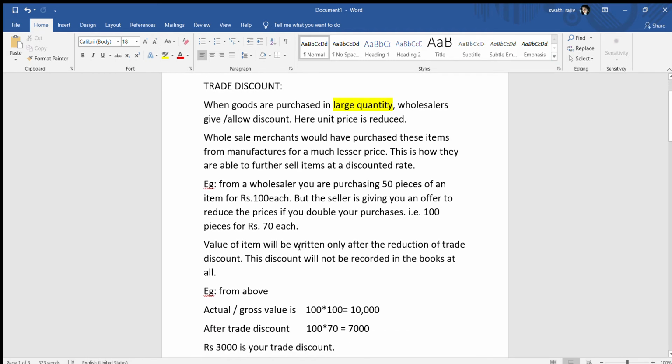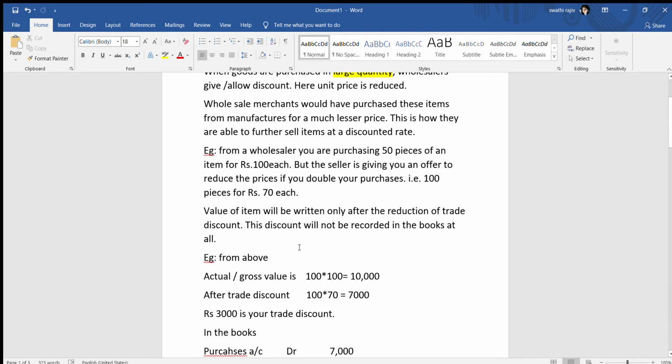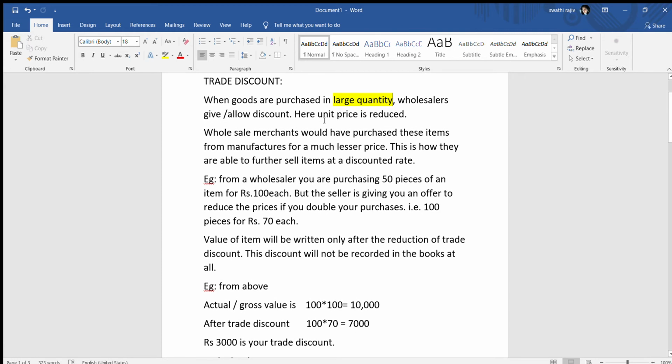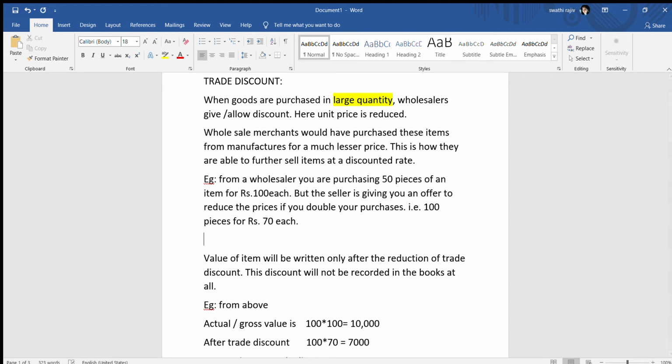So how does this work? We'll try understanding it with the help of an example. What is reduced here, guys? Unit price. They are able to reduce the unit price here. So for example, from a wholesaler you are purchasing 50 pieces. You're going to his shop and telling him that you need 50 pieces of something. He is quoting the price of 100 each. So, fine, buy 50 items at rupees 100 each, so it is 5,000.